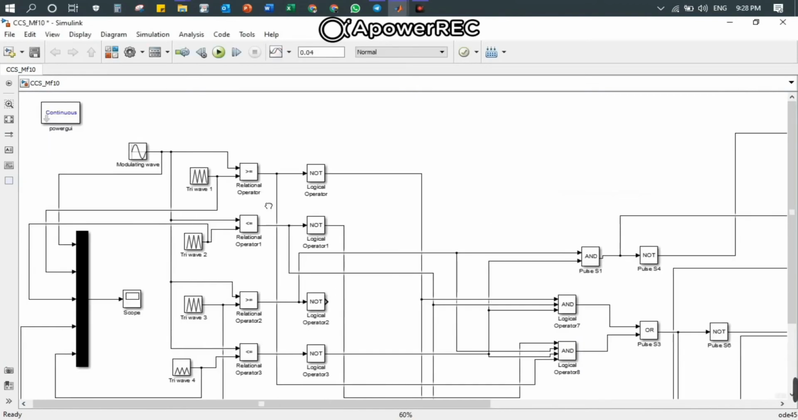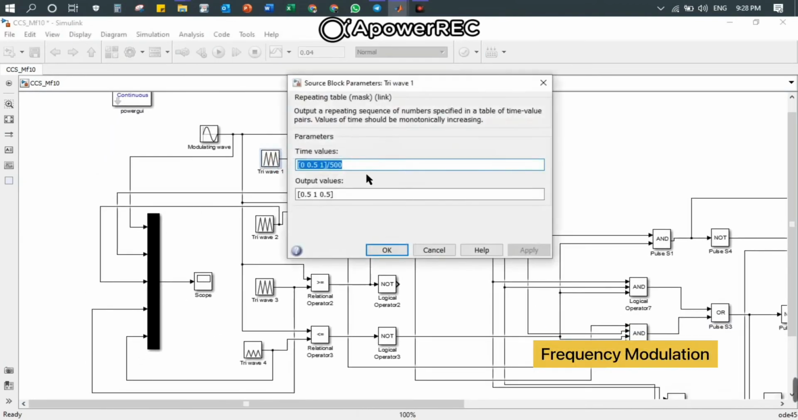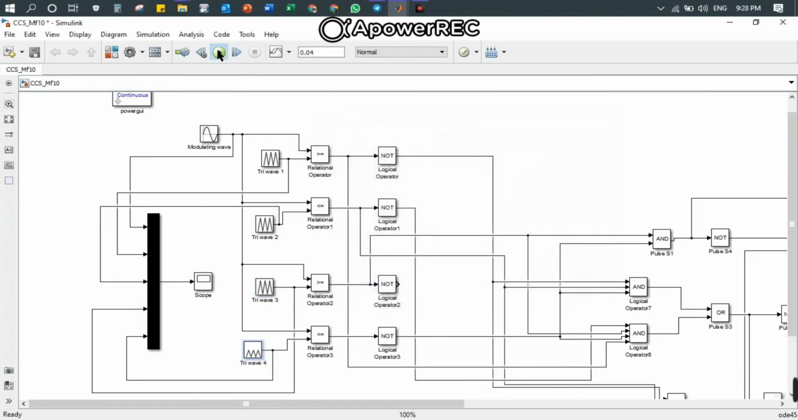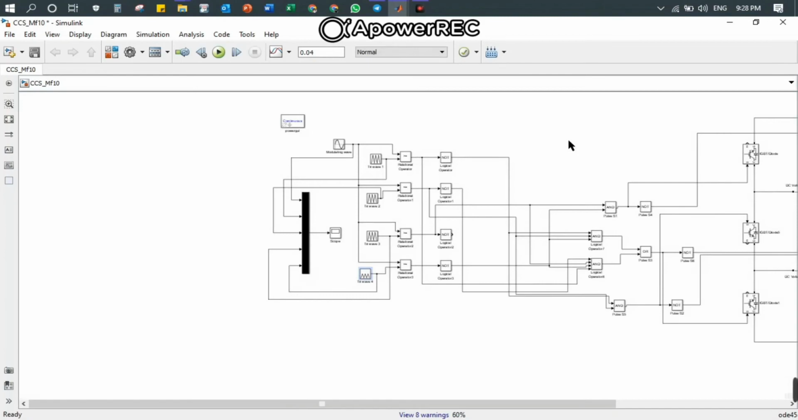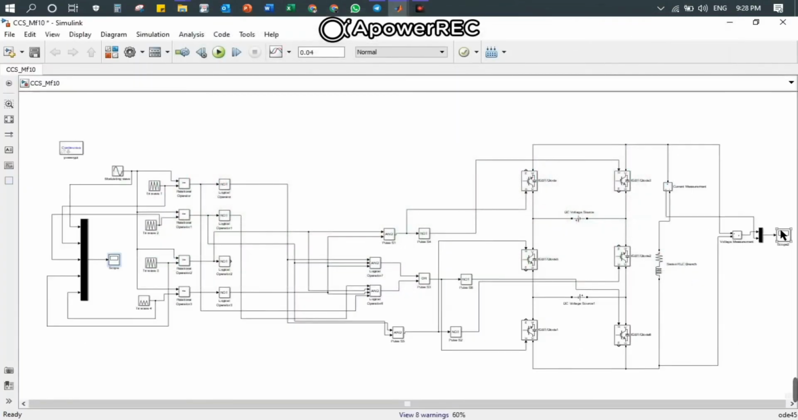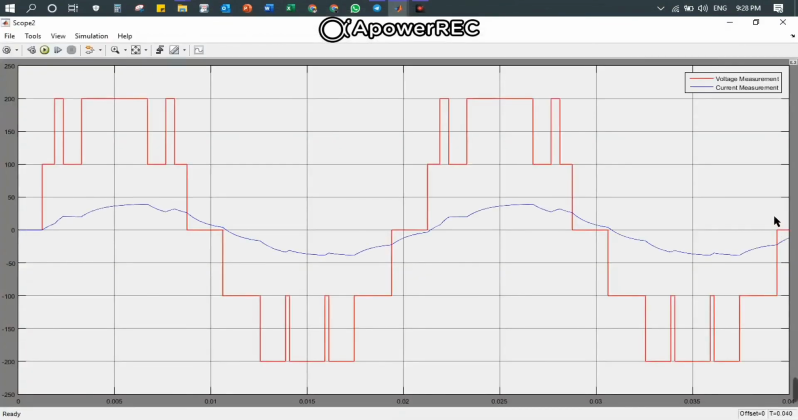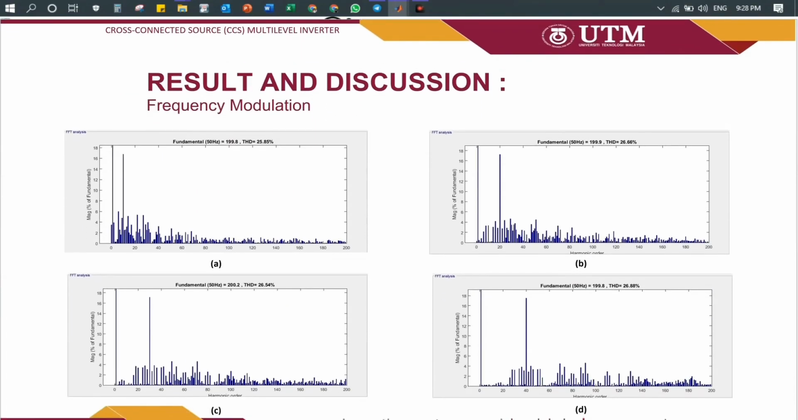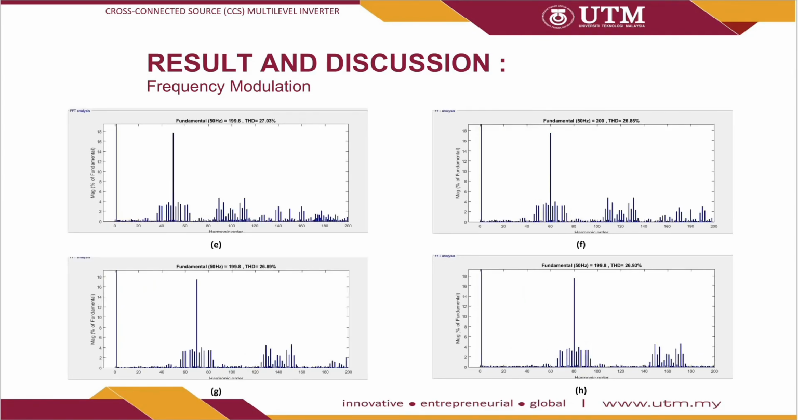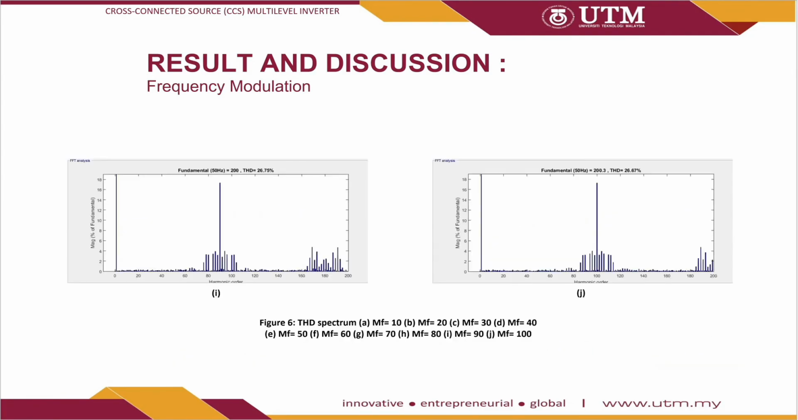Next one is frequency modulation analysis. The same procedure is used, but here we are changing the value of carrier signal frequency from 500 Hz to 5000 Hz, at the same time keeping the modulating frequency fixed at 50 Hz. As a result, the triangular waveform changes, which also changes the output voltage waveform and THD spectrum. Here we can observe that when the MF is increased, the first harmonic frequency also moves farther from the fundamental frequency. Hence, the larger the distance, the easier the harmonic filtration process later.